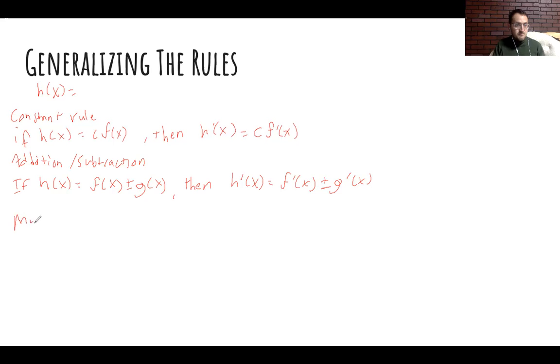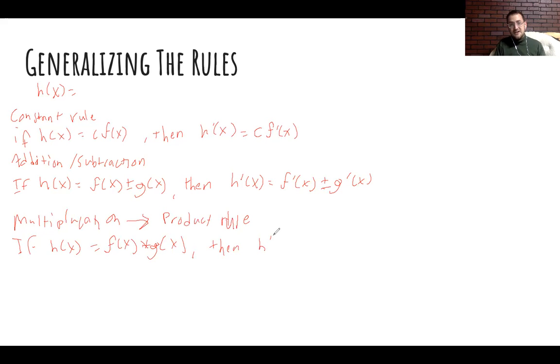Multiplication. This says if h of x equals f of x times g of x, then this is your product rule. And h prime of x equals f prime of x times g of x plus f of x times g prime of x.